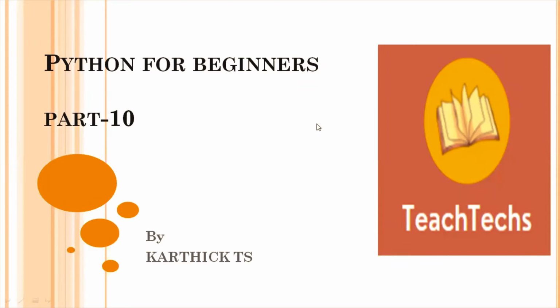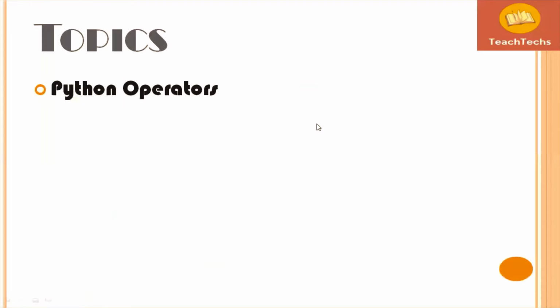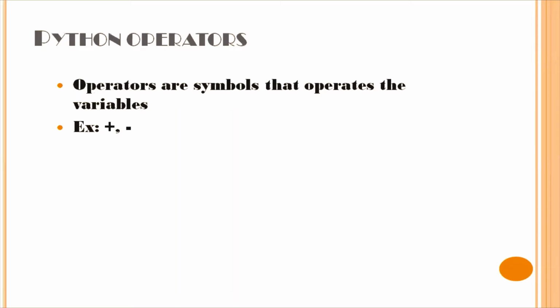Let us start session 10. In session 10, I am going to explain about Python operators. What are operators in Python? Operators are the symbols that operate on the variables. So we substitute some values for our variables and we try to evaluate those variables with the help of symbols called operators, like plus, minus, multiplication, division, and many more such operators used in the Python programming language.